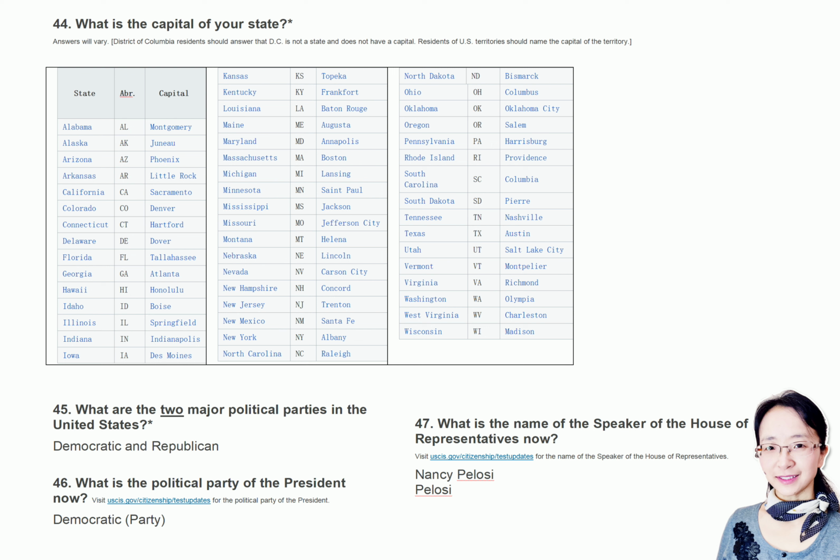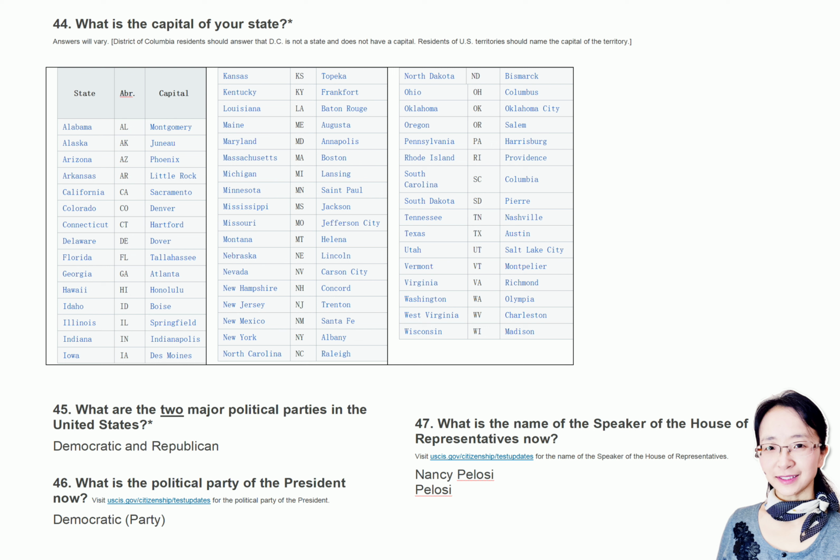What is the name of the Speaker of the House of Representatives now? Visit uscis.gov/citizenship/test updates for the name of the Speaker of the House of Representatives. Nancy Pelosi. Pelosi. There are 4 amendments to the Constitution about who can vote. Describe one of them. Citizens 18 and older can vote.